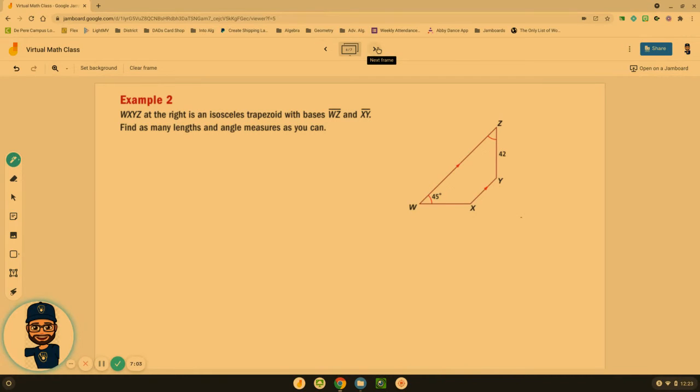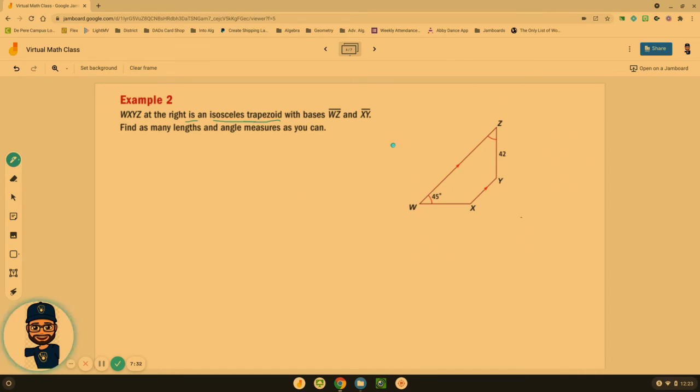WXYZ at the right is an isosceles trapezoid. Top and bottom, the bases are parallel, and base angles are congruent. Bases are WZ and XY, so it means these two are parallel. Find as many lengths and as many angle measures as possible.